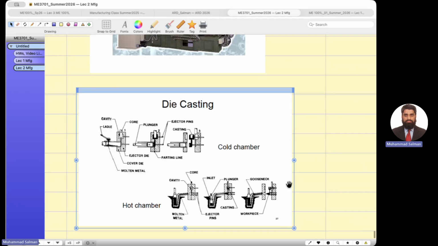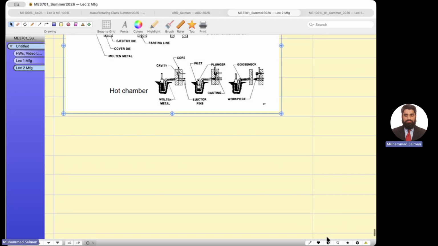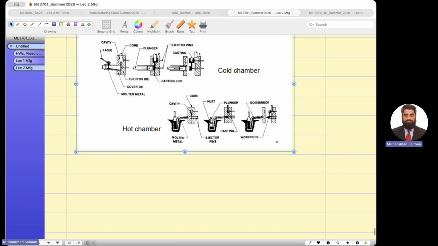I would suggest when you go home, just read through these slides when you have some time. I'm not going to ask you labeling these die casting. Okay, these are just for your knowledge purpose, how they are made in different types of casting.